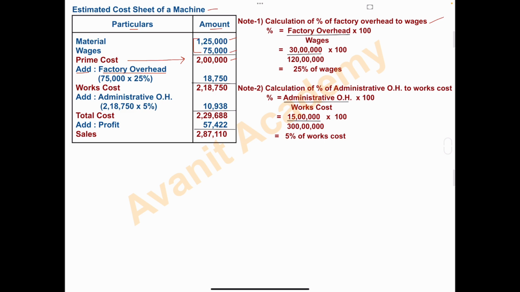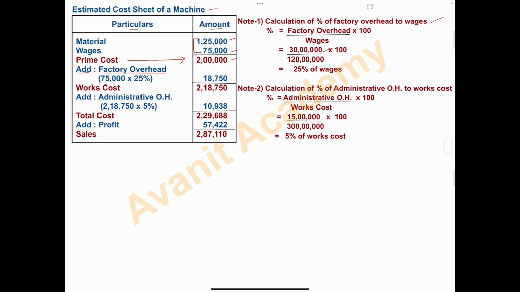To put the values into this formula, what we have to do? We have to refer to the previous cost sheet, that is the cost sheet for the year ended 31st March 2012. Factory overhead amount is 30 lakhs. So we'll write here 30 lakhs divided by wages. Okay, the estimated wages are 75,000. This one we should not take.